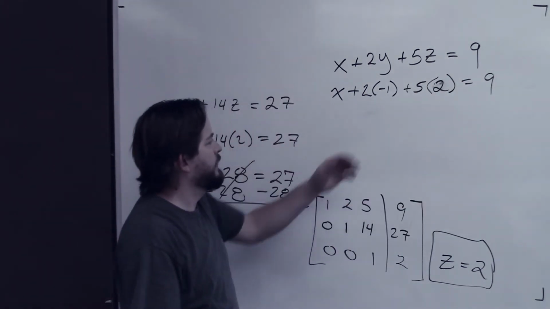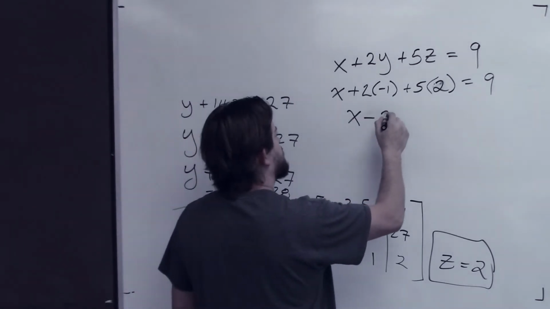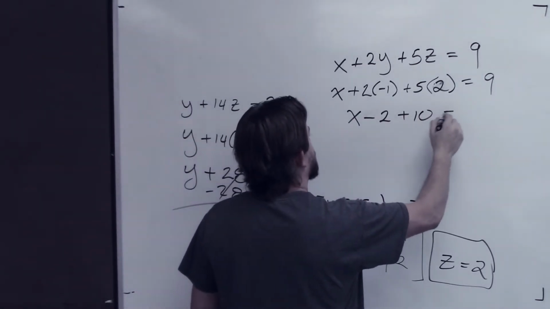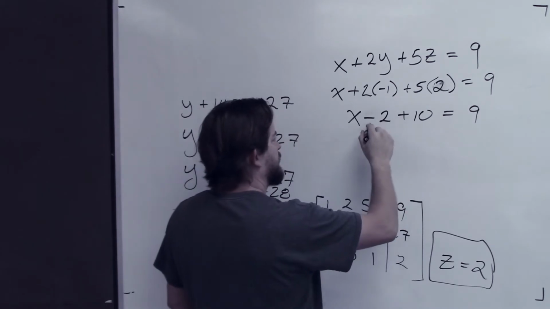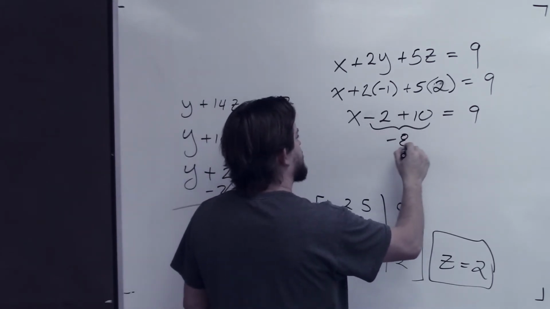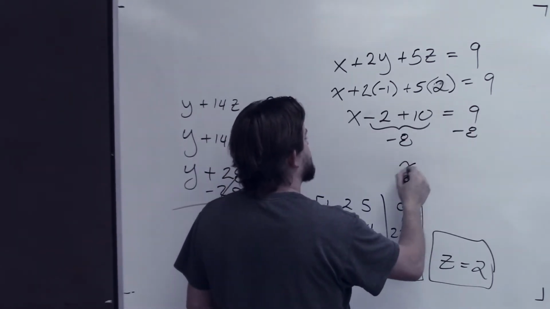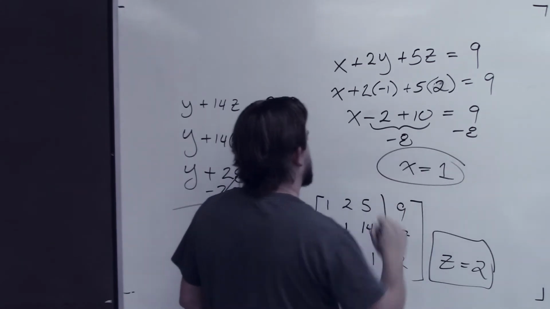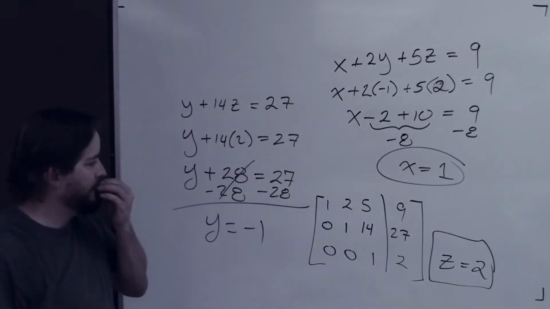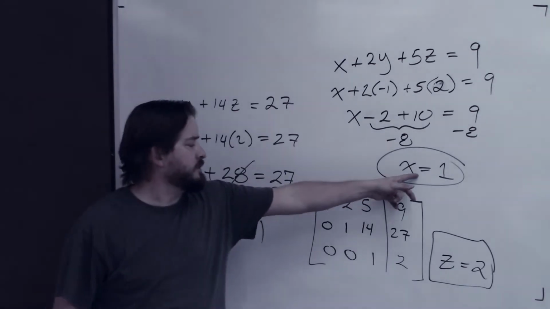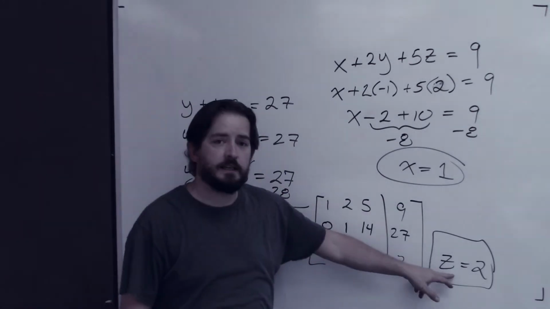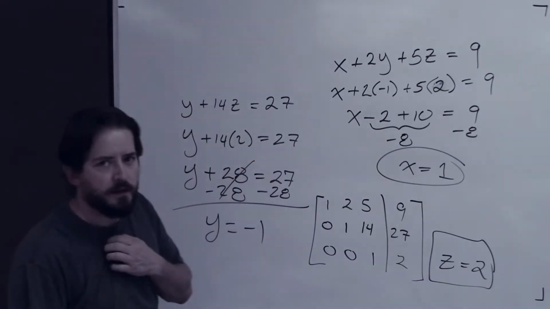All right. That is to say x minus 2 plus 10 should equal 9. This is altogether an 8. So if I subtract 8 from both sides, then I get x is equal to 1. And I have it. I have my solution. X is 1, y is negative 1, z is 2. Solved. Done.